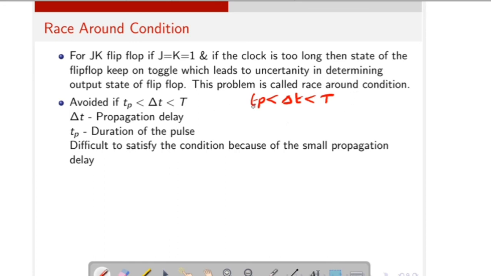To resolve this issue, we usually use master-slave flip-flops. That means we use a master-slave JK flip-flop. Clear? So that's all about the JK flip-flop: its working, then the excitation table, truth table, waveform, logic symbol, etc. of the JK flip-flop. Then the race around condition in the JK flip-flop and how we can eliminate this race around condition. Clear? Okay, thank you.